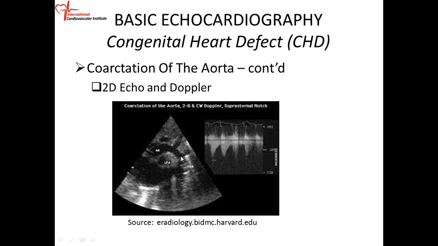It's your suprasternal notch view. This is the ascending aorta right there. This is the aortic arch. And the descending aorta now comes down. You have to know the branches.